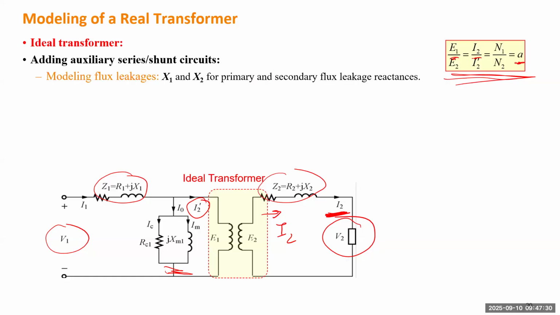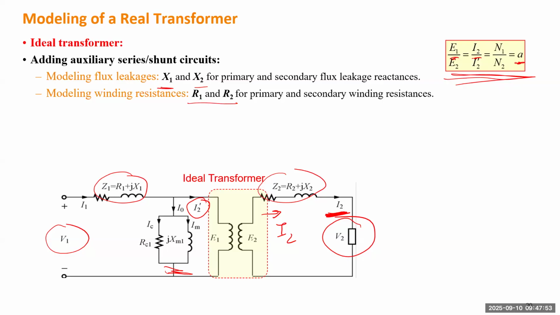So let's go through the auxiliary circuits we added to this ideal transformer. First, we add X1, X2. They are modeling the flux leakages on both windings, primary and secondary side. R1 and R2 are just the winding resistance.